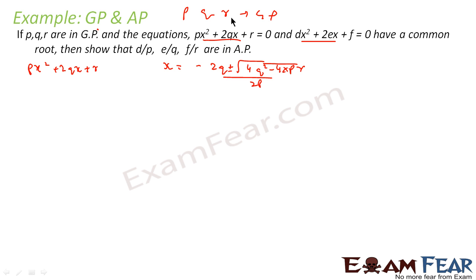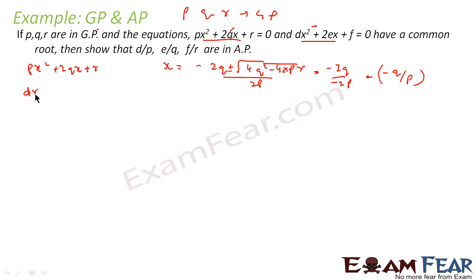Now since p, q, r are in GP, q square is equal to pr. So the term under the root, 4q square minus 4pr, becomes 0. This leaves minus 2q by 2p, that is minus q by p. So this is the value of x in this equation. Now since this equation and dx square plus 2ex plus f both have a common root, I can also put x equal to minus q by p in the second equation. That will be valid.